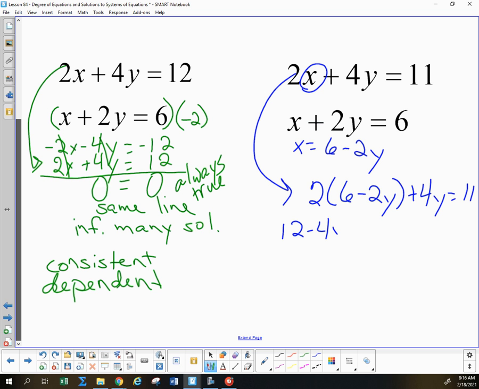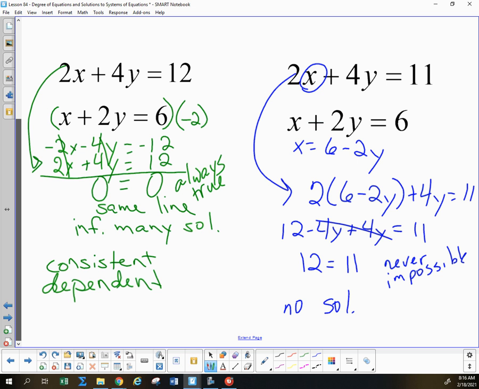12 minus 4y plus 4y. And my y's cancel. 12 equals 11? Never. That's impossible. If it's impossible, that means I have no solutions. If you had done it with elimination, you would have also gotten something that is never true.